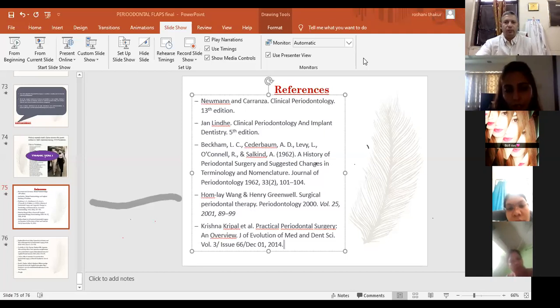The original Widman technique and the apically displaced flap come under pocket elimination. The others are essentially pocket reduction. Undisplaced flap is also pocket elimination.